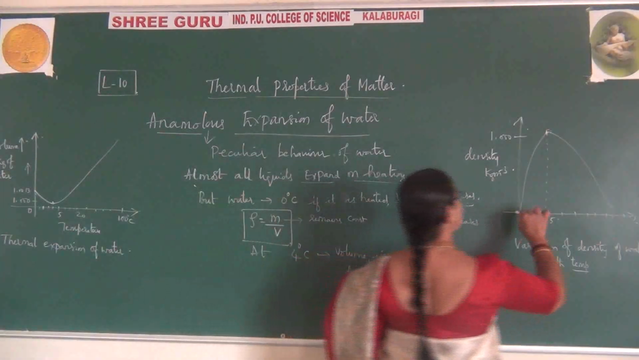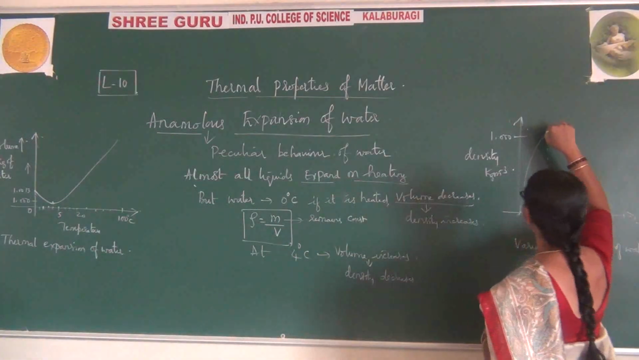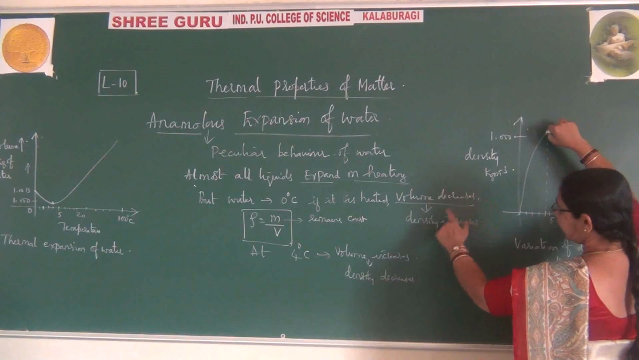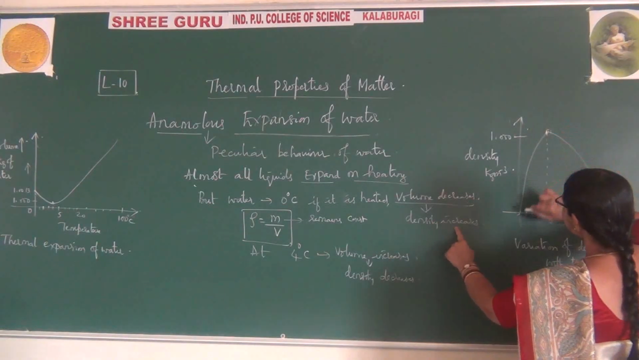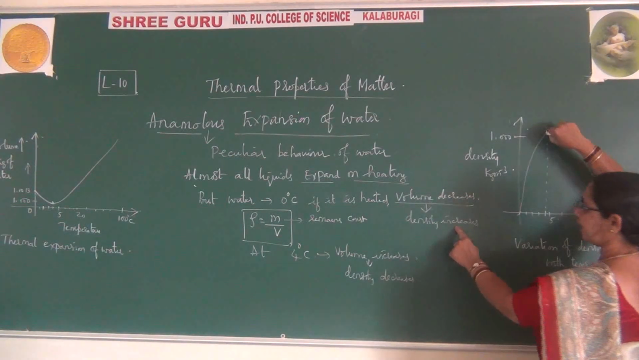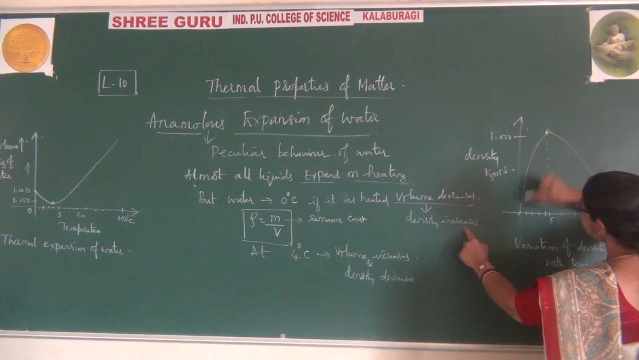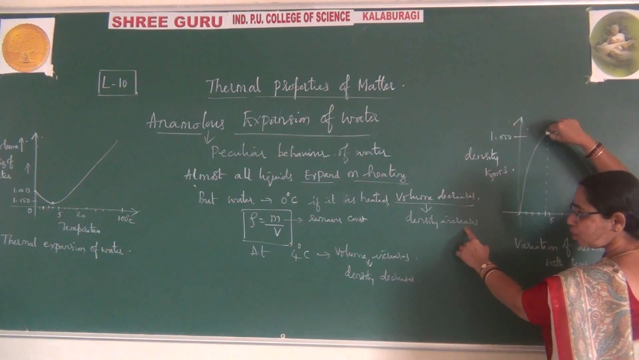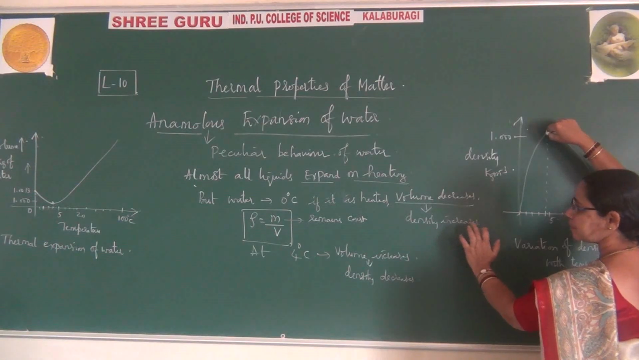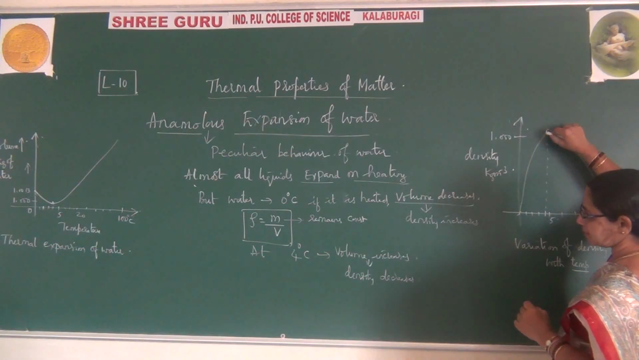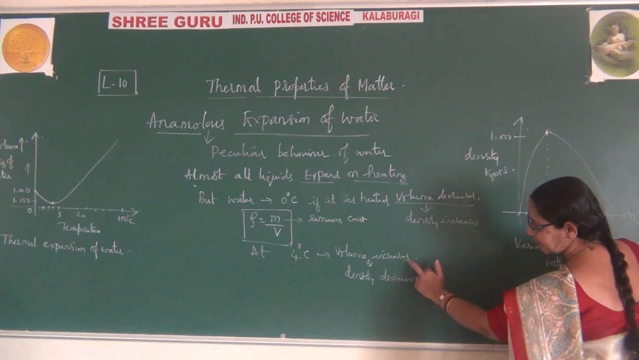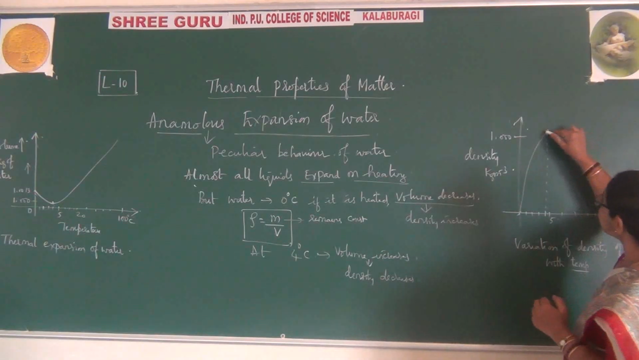From 0 to 4 degrees, you can observe what happens. Density increases from 0 to 4 degrees; please observe, the density increases. When it reaches 4 degrees centigrade, the volume is at its minimum.